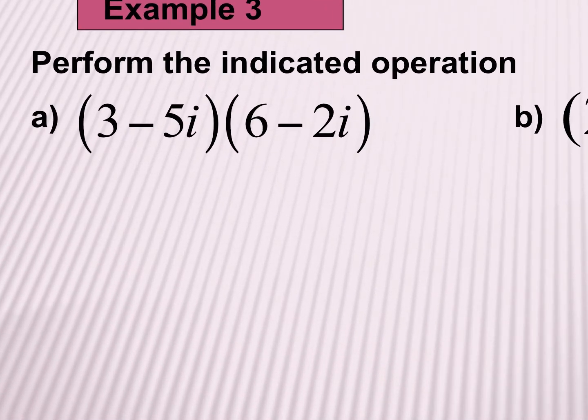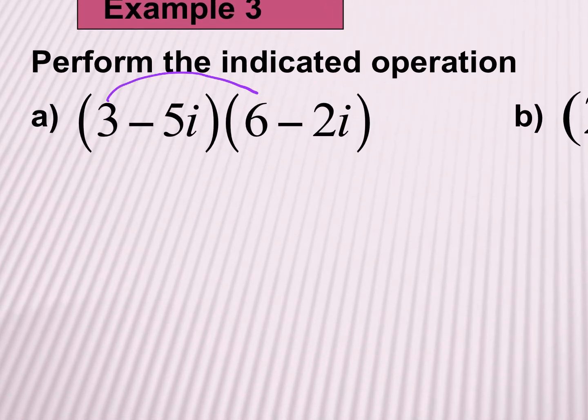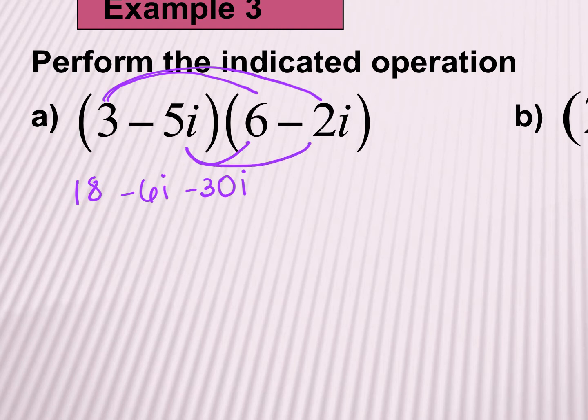So A, I would distribute, right? First, 3 times 6 is 18. Outer, 3 times negative 2i is negative 6i. Inner, negative 5i times 6 is negative 30i. And then negative 5i times negative 2i is a positive 10i squared. You with me so far?